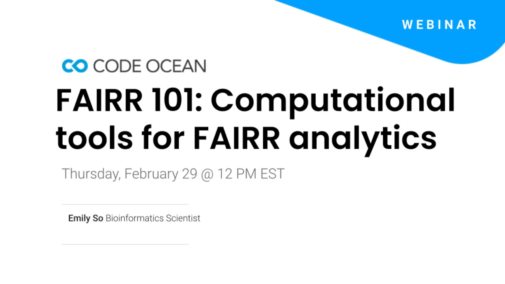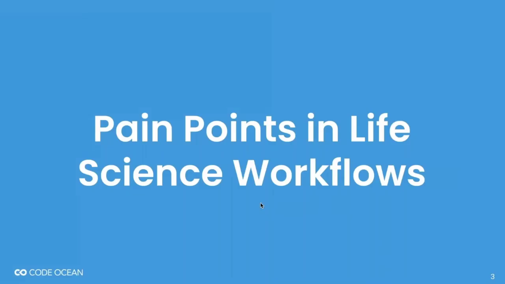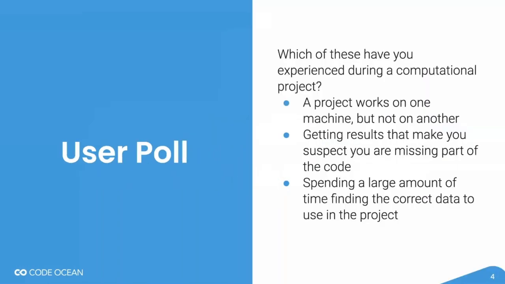I want to begin by first highlighting components of life science workflows that are often seen and some pain points that might accompany those components. First, I want to begin with a user poll to gauge the experiences of our audience today. Which of these have you experienced during a computational project? A project works on one machine but not on another, getting results that make you suspect you are missing part of the code for an analysis, or spending a large amount of time trying to find the correct data. Feel free to cast in your vote if you haven't done so already.